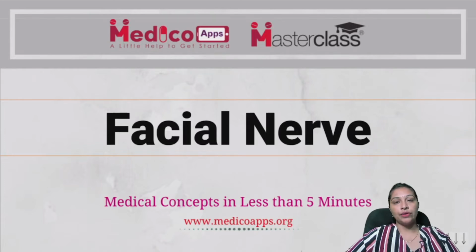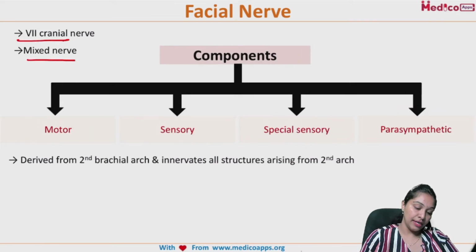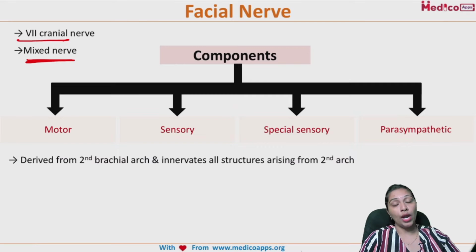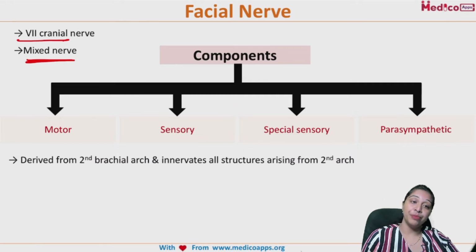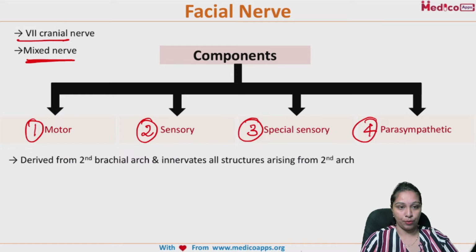Hi everyone, now we will have a class on the anatomy of the facial nerve. Okay, so we all know that the facial nerve is our seventh cranial nerve and it is a mixed cranial nerve. Now, why do we call it a mixed cranial nerve? Because it has the following components: the motor component, a sensory component, a special sensory component, and also a parasympathetic component.